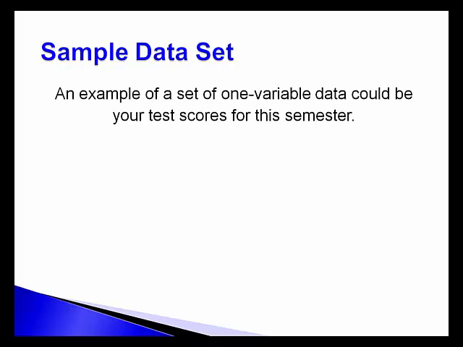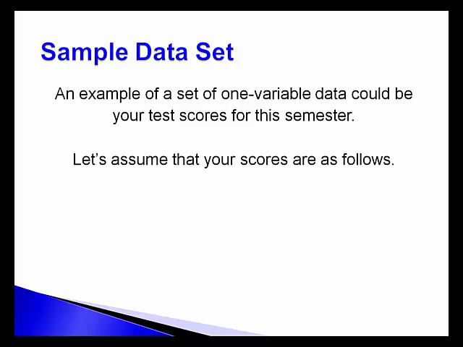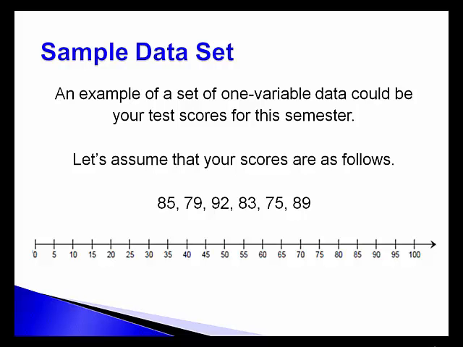An example of a set of one variable data could be your test scores for this semester. So let's assume your scores are as follows. I give you an 85, a 79, 92, 83, 75, and 89. Now, some of you would be very pleased if this was the list of test scores you have for this semester. Others of you wouldn't be so happy. But wherever you fall on that scale is irrelevant, because what we want to do right now is we want to plot this set of data on a number line.